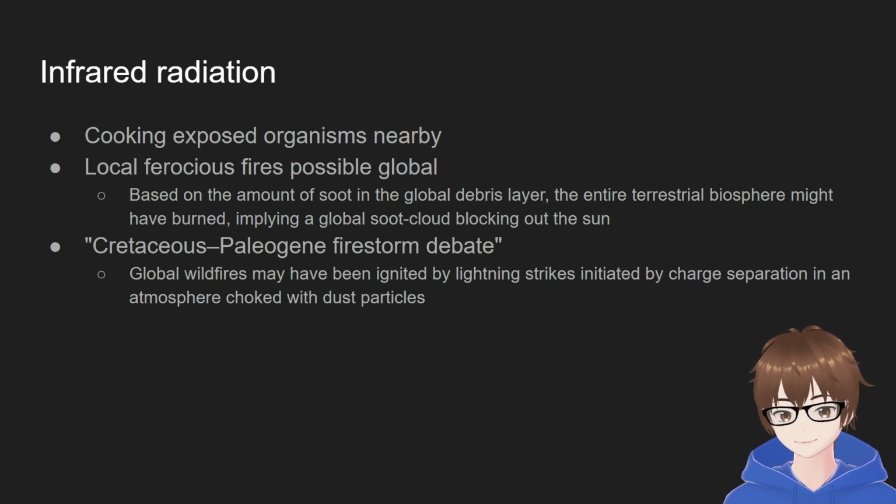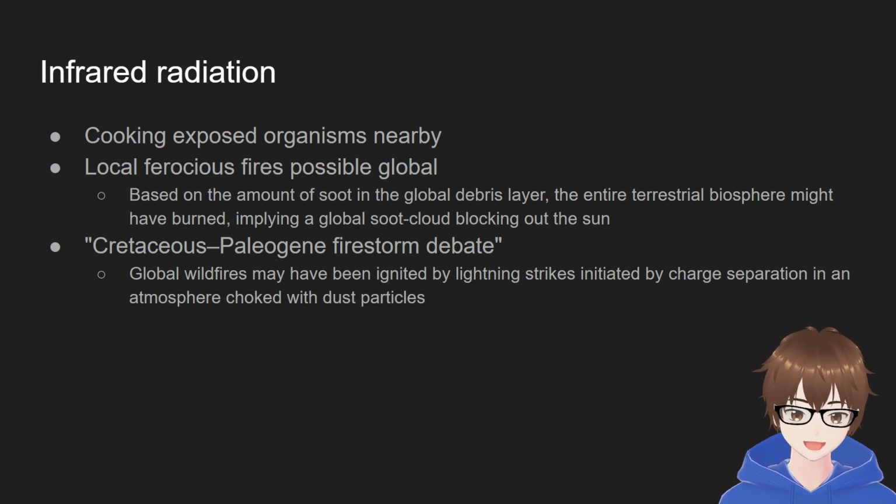So there is a debate that during the Cretaceous there was a firestorm, and that basically means that there was a global wildfire that may have been ignited by the thermal pulse of the meteorite, and also by lightning strikes initiated by the charge separation in the atmosphere with the dust particles. Basically, there were more lightning strikes because all the dust in the air was rubbing against each other, making them charged, and then making static and lightning.